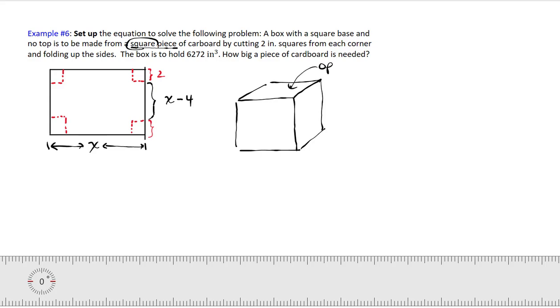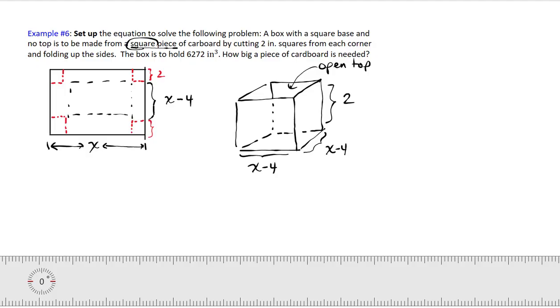where it's an open top and the base here is going to be x minus 4 since we're folding up the sides from that cardboard. This is also going to be x minus 4. And then the height, I made it a little too high since the height here is 2 inches only. This should have been 2. So just imagine the box is a little shorter. So length, width, and height.